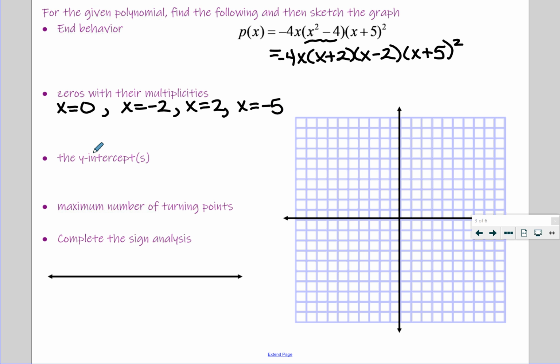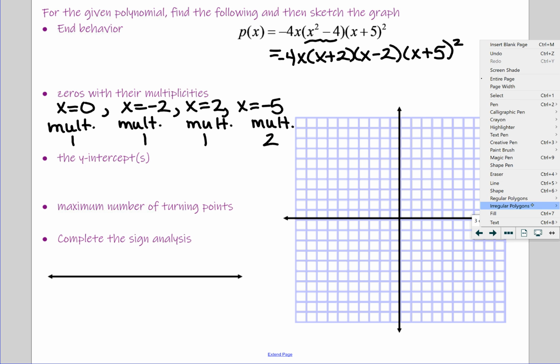Then you want to name the multiplicity of each, which remember means how often that factor occurs. And every factor here occurs once, except x plus 5 occurs twice. We can see that from the power. So the first three all have a multiplicity of 1, because they occur one time. And the last one has a multiplicity of 2.